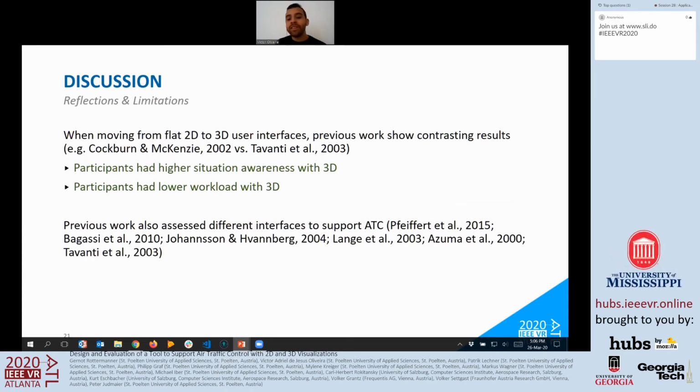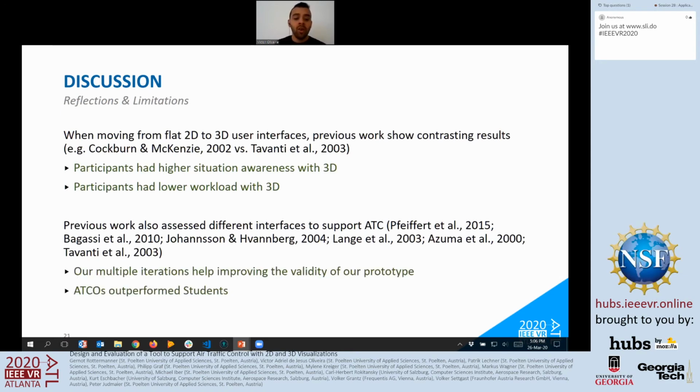Previous work also assessed different interfaces to support air traffic control. Many of them also included the air traffic controllers in the process, especially on requirements and final assessment. But in our case, we try to include the HCOs and the experts during the whole process. So we hoped that these multiple iterations would help further improving the validity of our prototype.